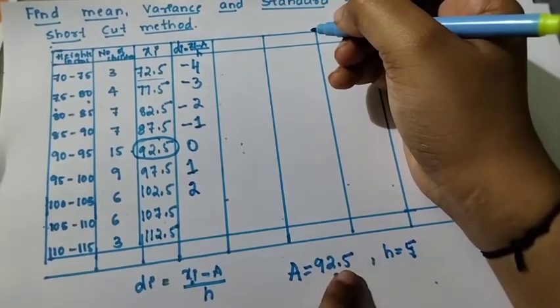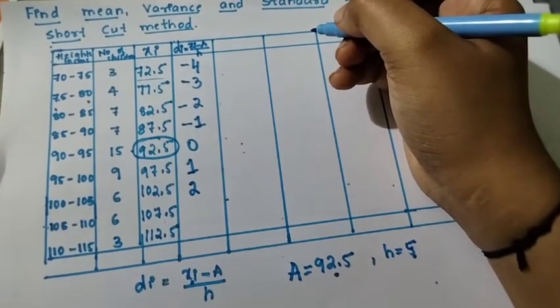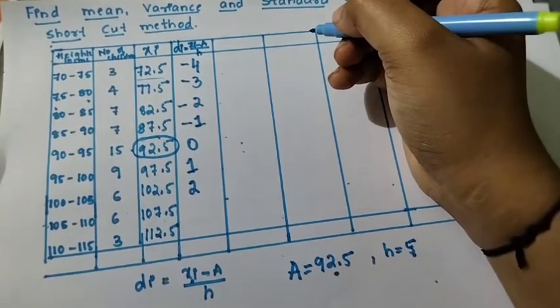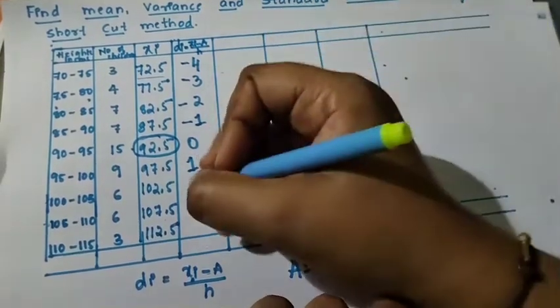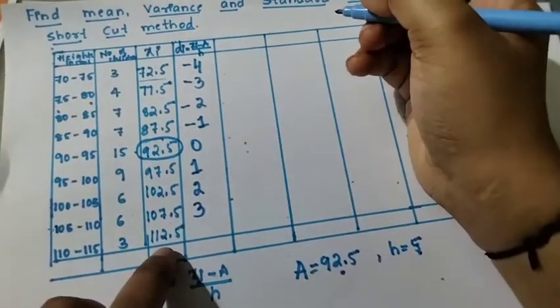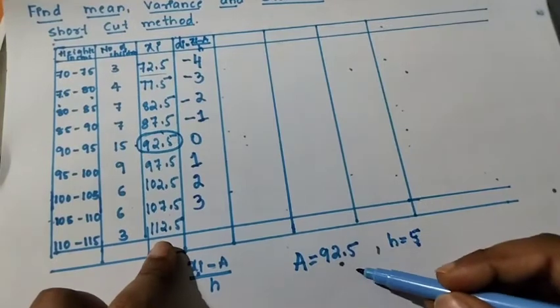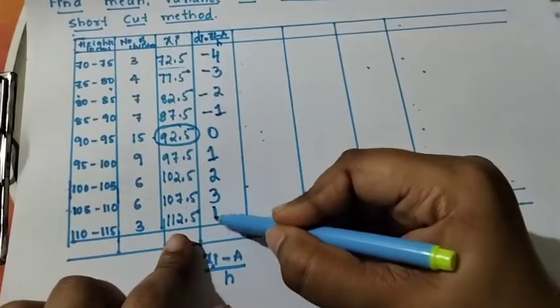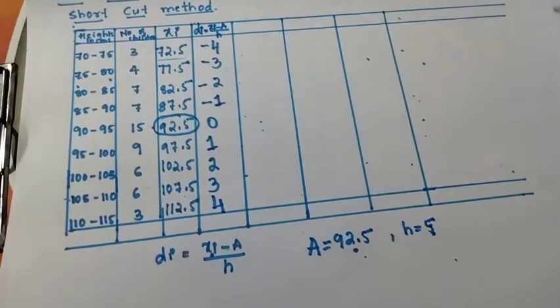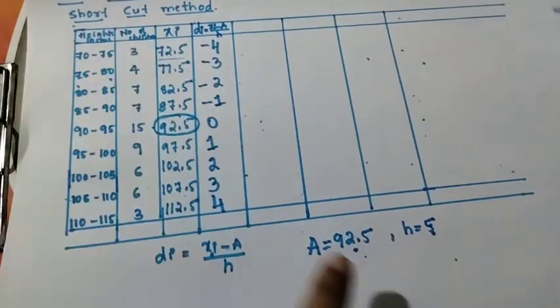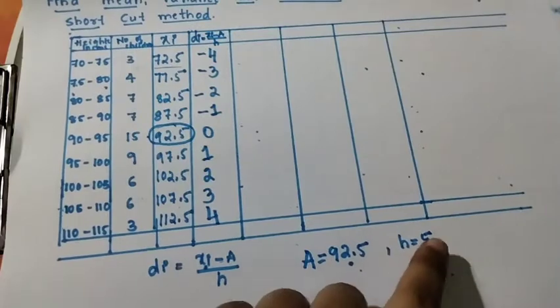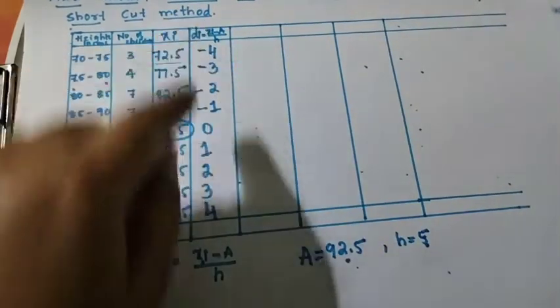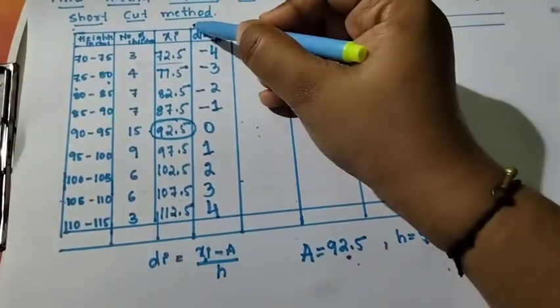107.5 minus 92.5, it is equal to 15. 15 divided by 5 is 3. Next 112.5 minus 92.5, it is 20. 20 divided by 5 is 4. Okay, so from each xi you have to subtract the assumed mean and divide it by h. You will get these values. This is known as what? Di column.